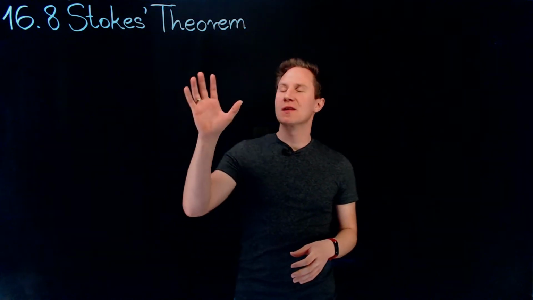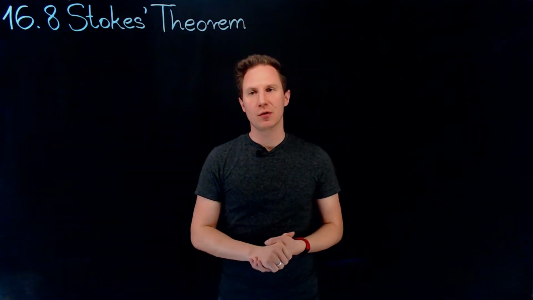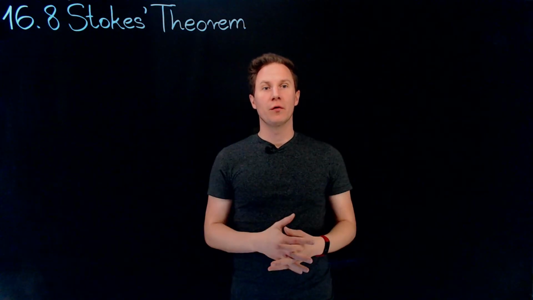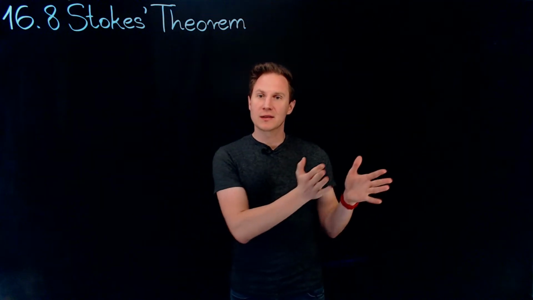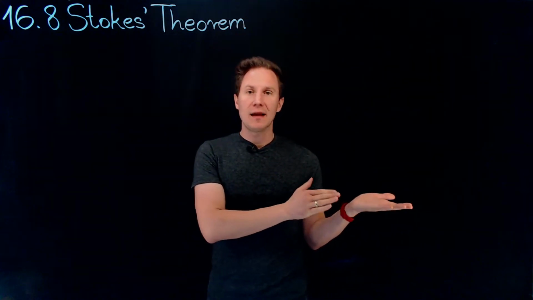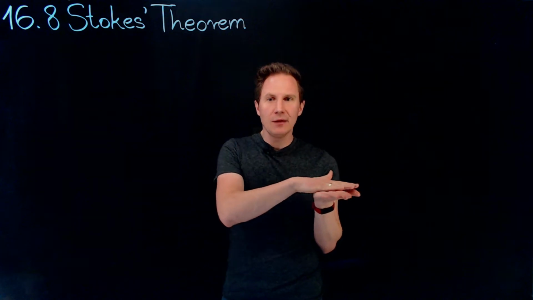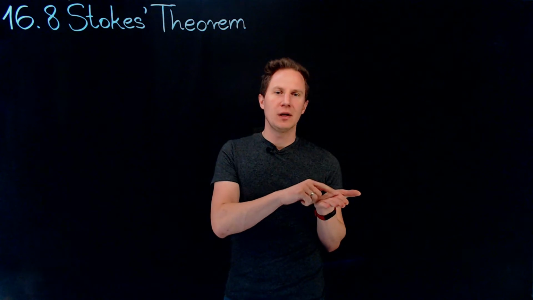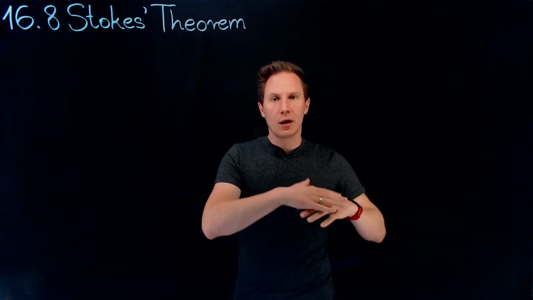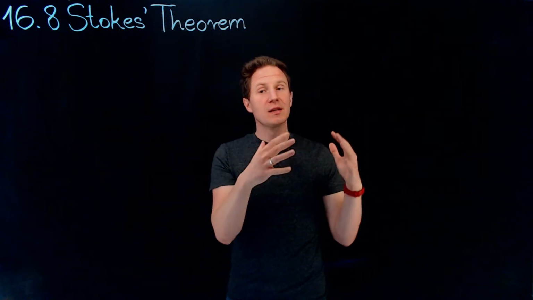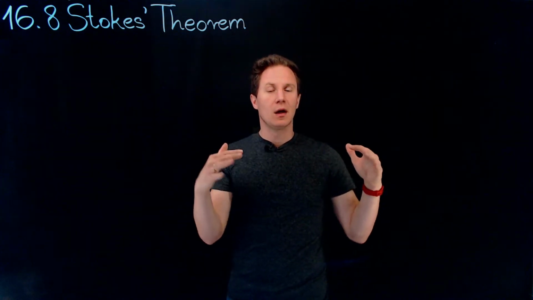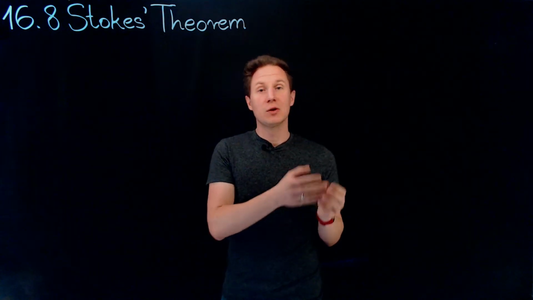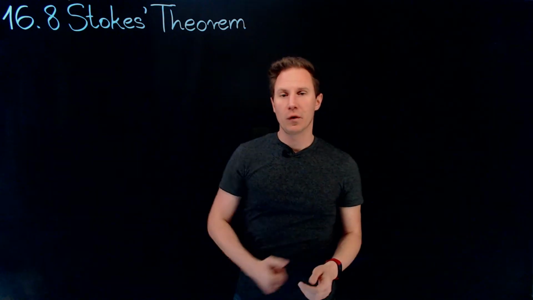In this video, we'll get to discuss one of the most important results in this course, Stokes' theorem, which can be regarded as a higher dimensional version of Green's theorem. And whereas Green's theorem related a double integral over a plane region to a line integral around the boundary curve of that region, Stokes' theorem will relate a surface integral over some surface to the line integral around the boundary curve of that surface, which curve is generally a space curve.